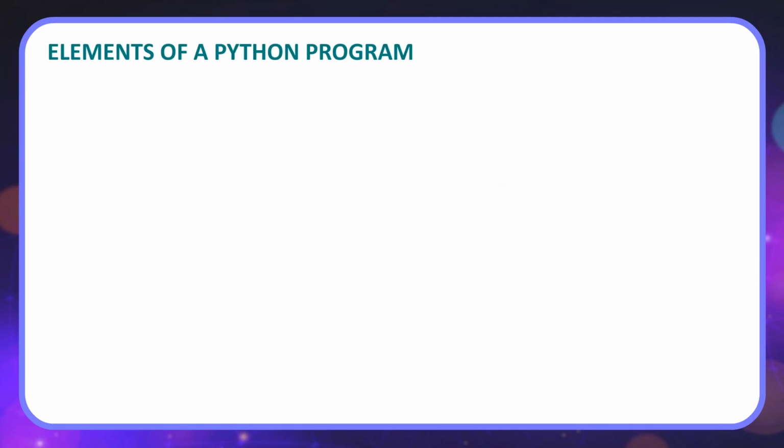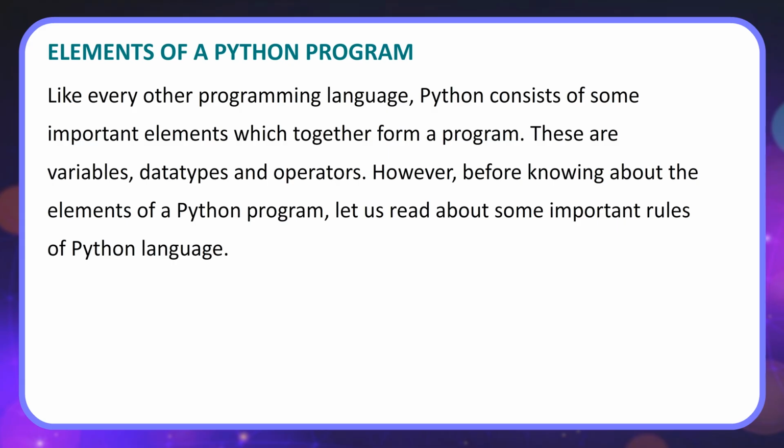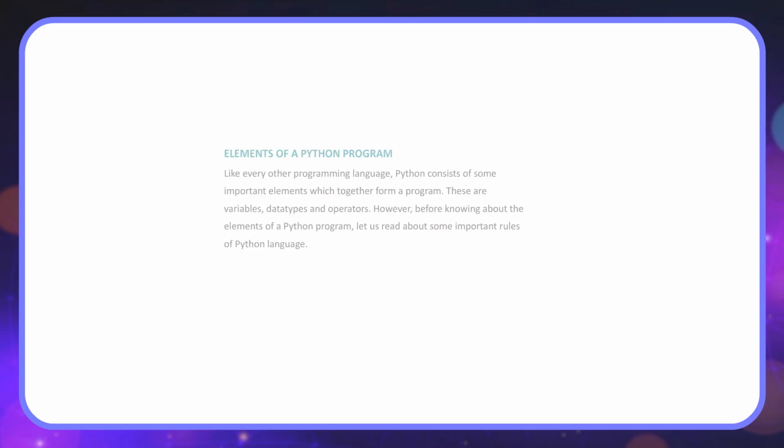Elements of a Python program. Like every other programming language, Python consists of some important elements which together form a program. These are variables, data types and operators. However, before knowing about the elements of a Python program, let us read about some important rules of the Python language.